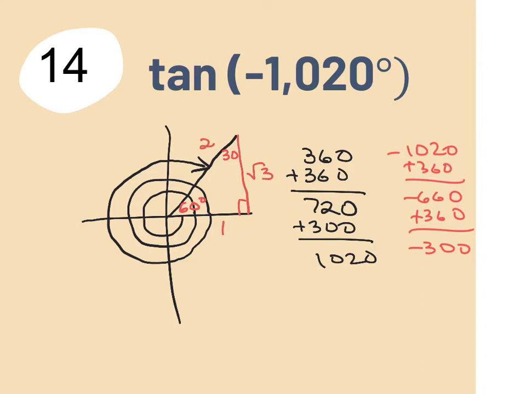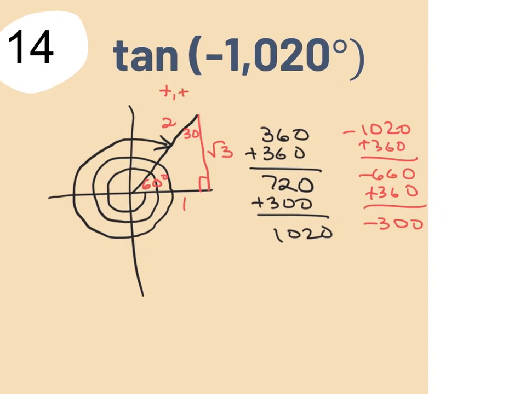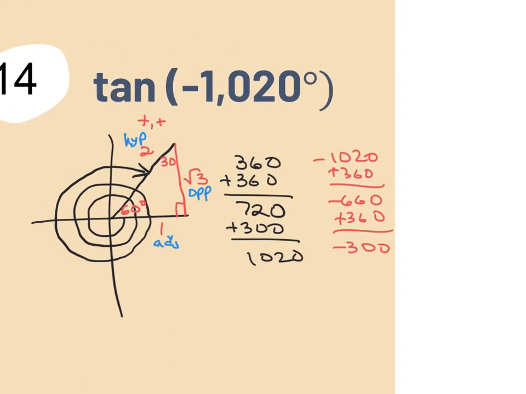I'm in quadrant 1. Signs in quadrant 1 are positive, positive. So all I need to do here is put it into tangent, and tangent is opposite over adjacent. Let me go ahead and add that in here. This one's opposite, this one's adjacent. 2 would be the hypotenuse. So tangent is going to be square root of 3 over 1, which simplifies to square root of 3.